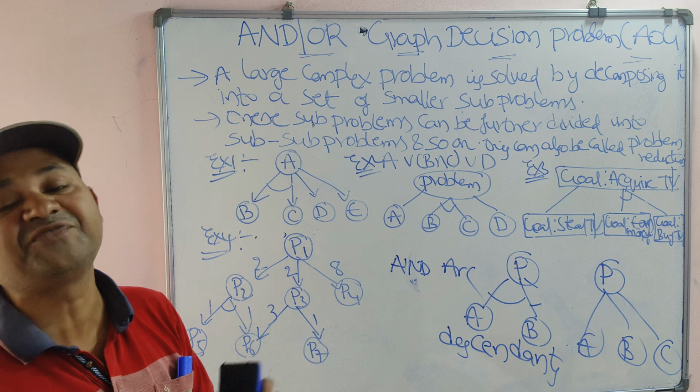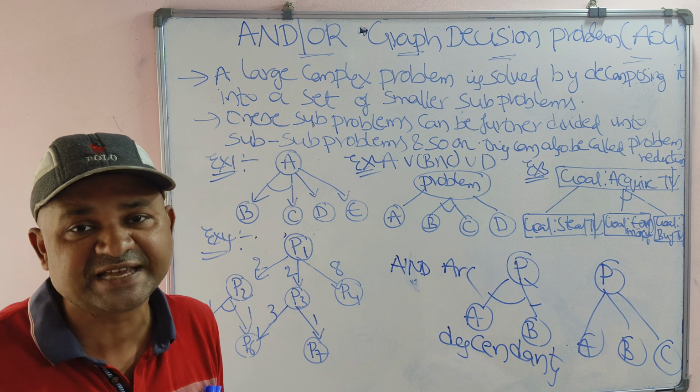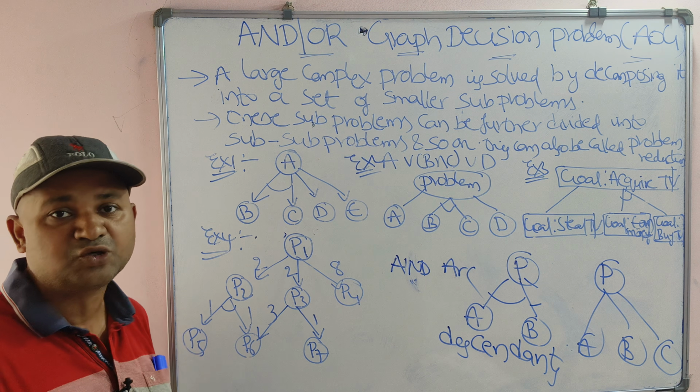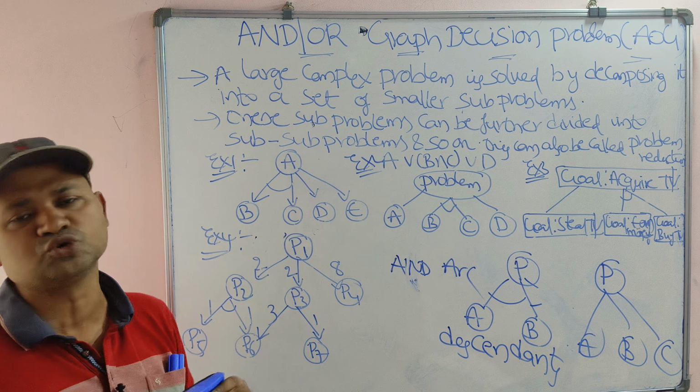Here we are using the best first search algorithm. What is best first search? Minimum number. So out of 2, 2, 8, which is the minimum number? 2 is the minimum number. So here we have two 2s.